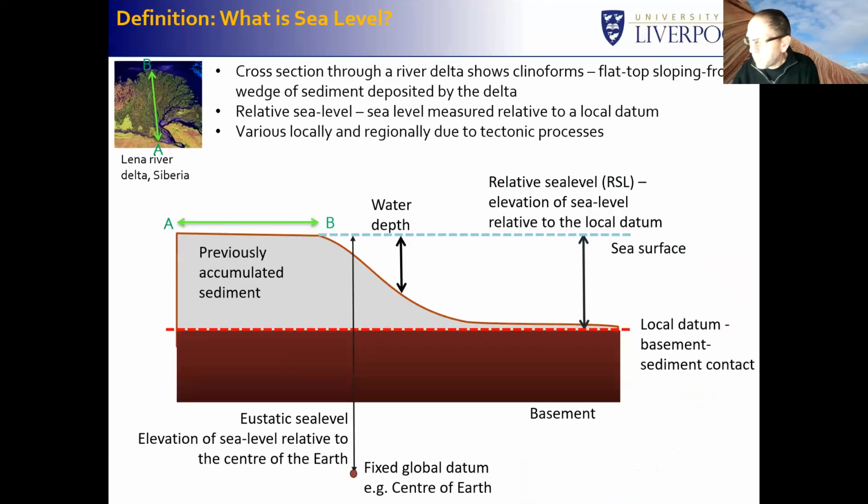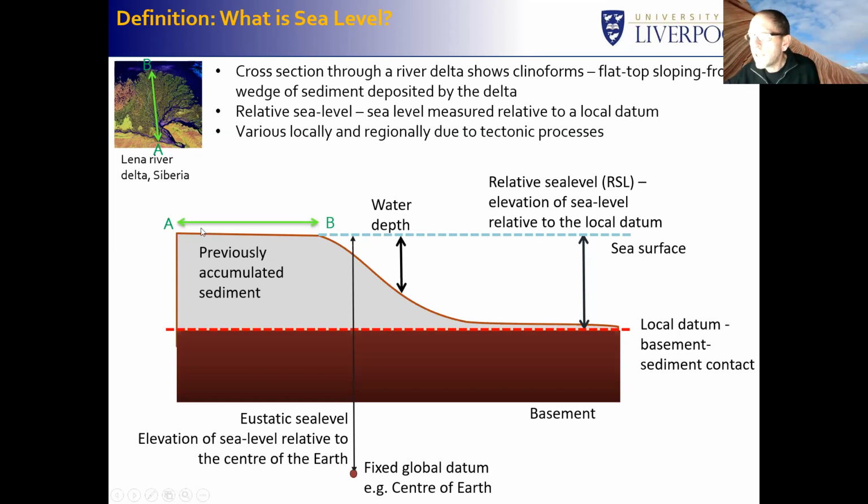So relative sea level then, so we've got a new diagram now here showing a cross section. And this is a cross section that could be through something like this. This is the Lena River Delta in Siberia. I picked it out because it's just such a beautiful image of a sort of bird's foot type delta, right? Building out from a river that's flowing north into the Arctic Ocean.